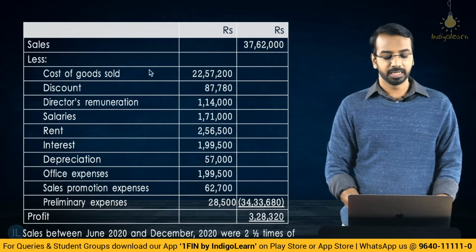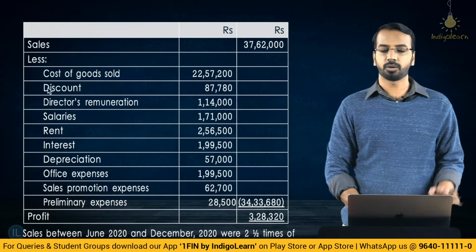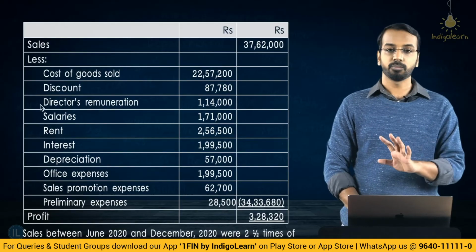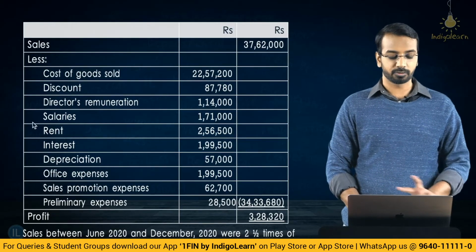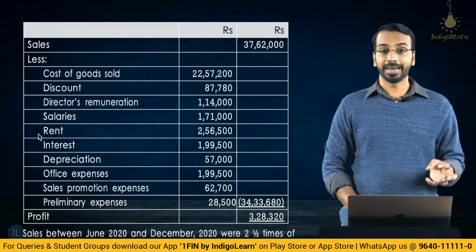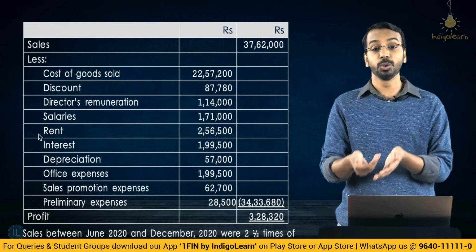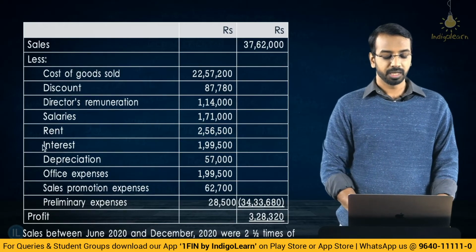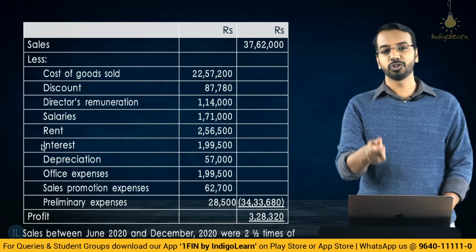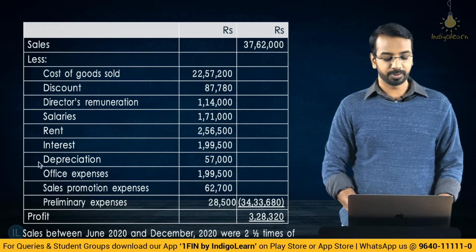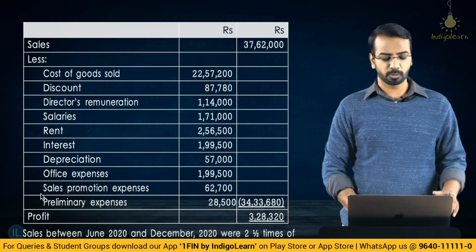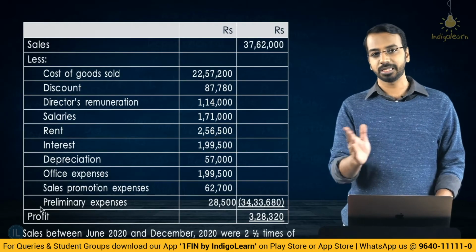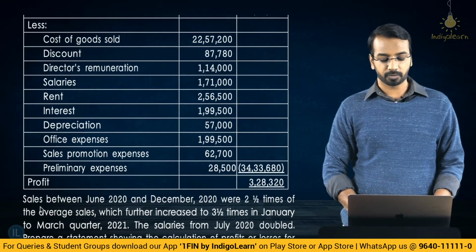Sales is given, that's fine. Then you have cost of goods sold, discount is based on the sales. Directors remuneration, post incorporation. Salaries, we have to divide it on the basis of time ratio. Rent, we have to do a calculation considering the new lease premise that has been taken. Then interest, 1,99,500. For this also we will need to prepare a detailed working note. Depreciation, office expenses, sales promotion based on sales. Preliminary expenses, it's only for the company, and the profit is given.